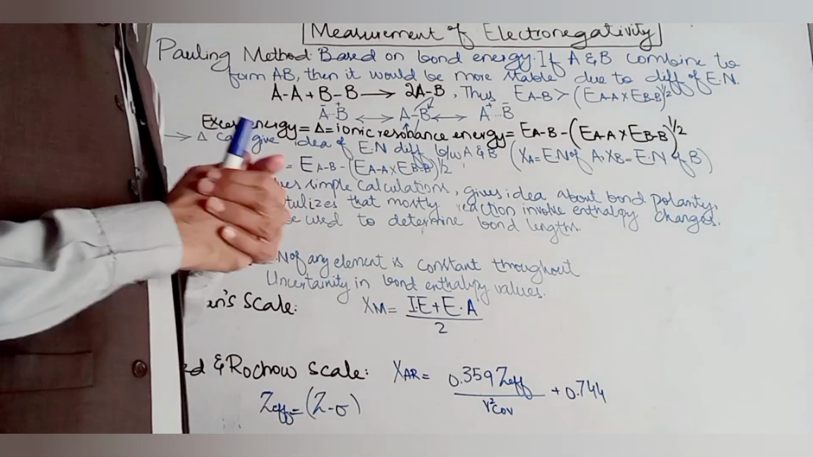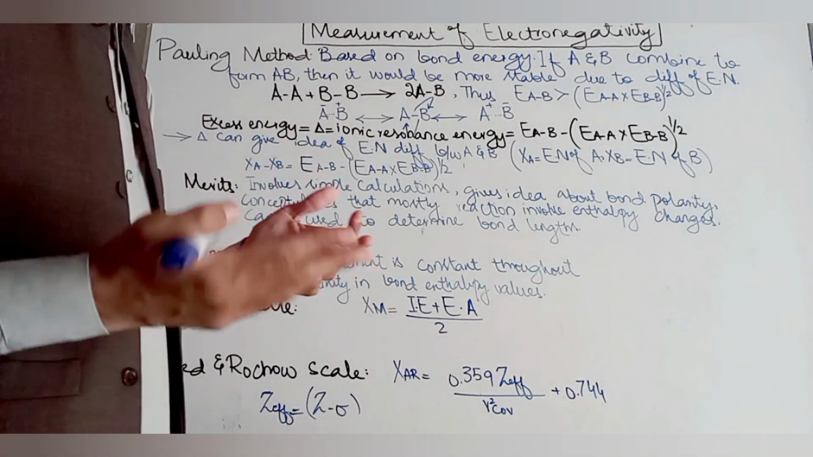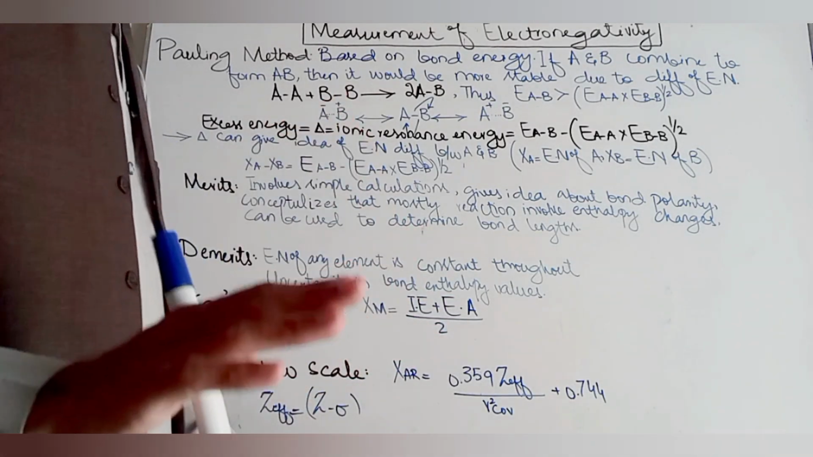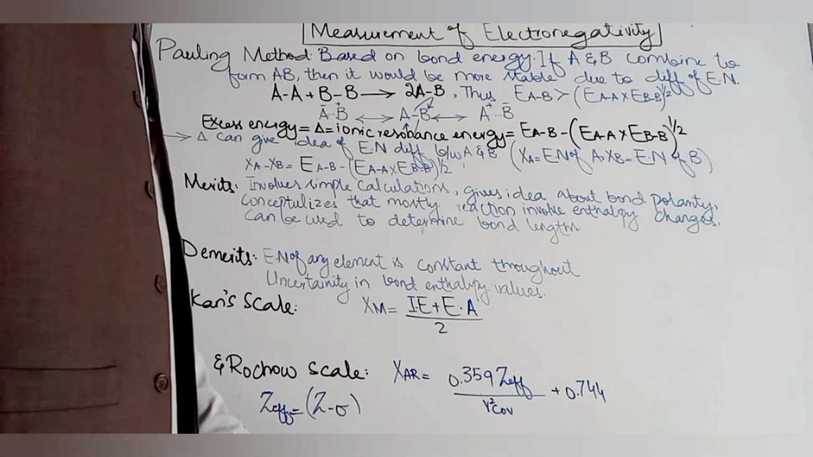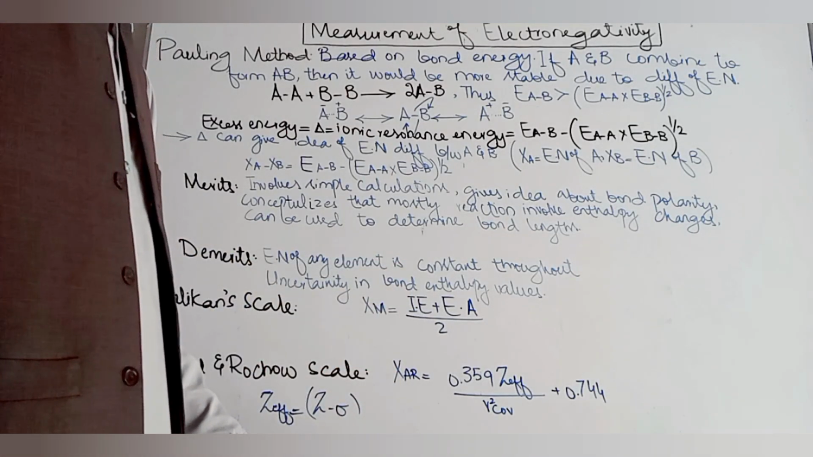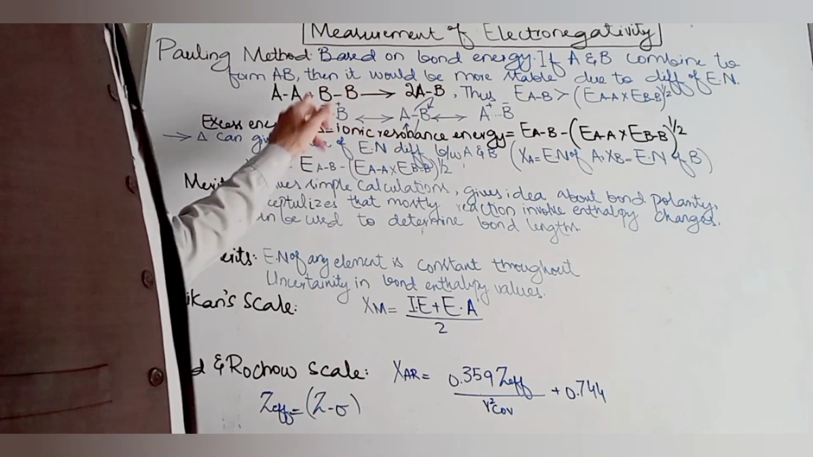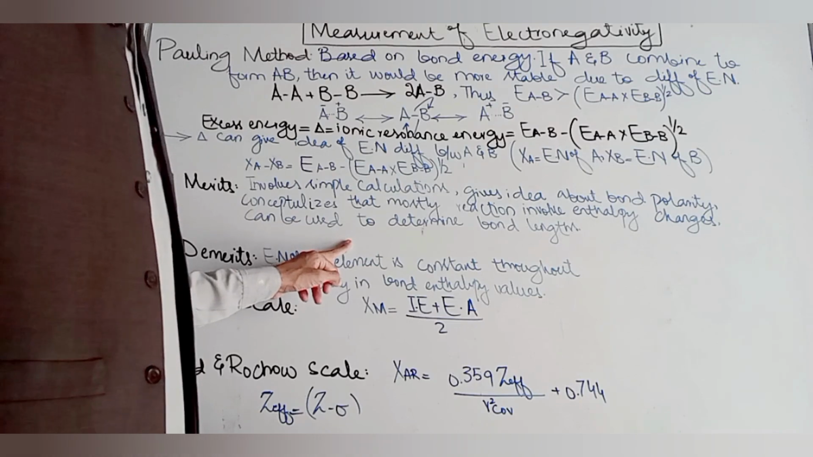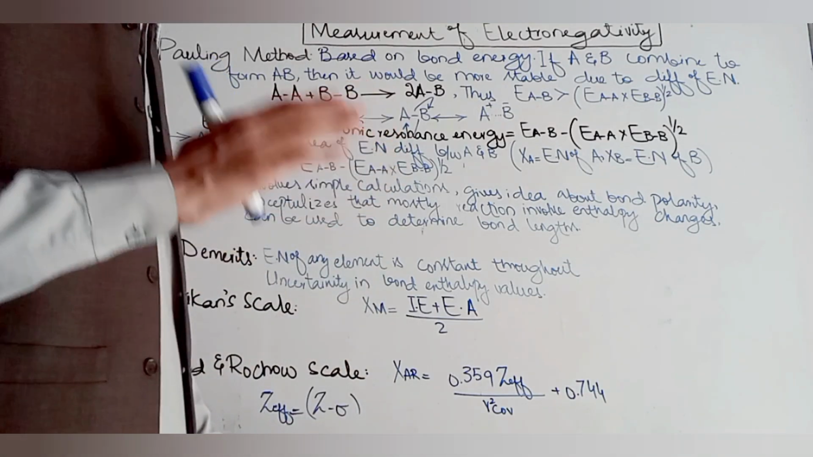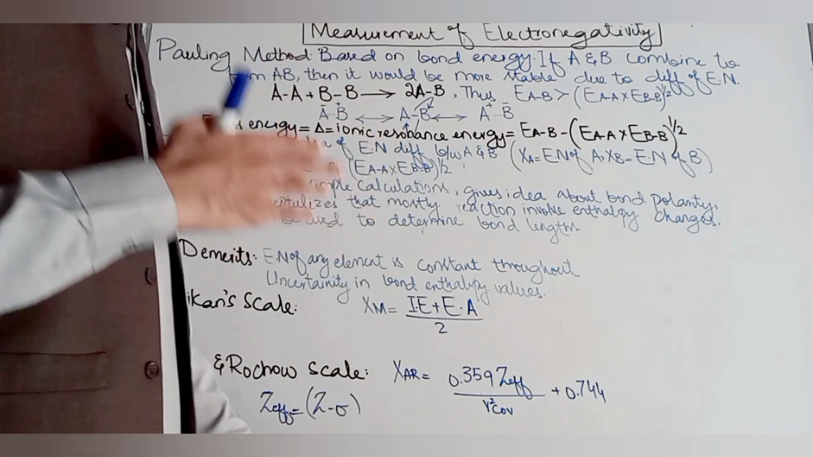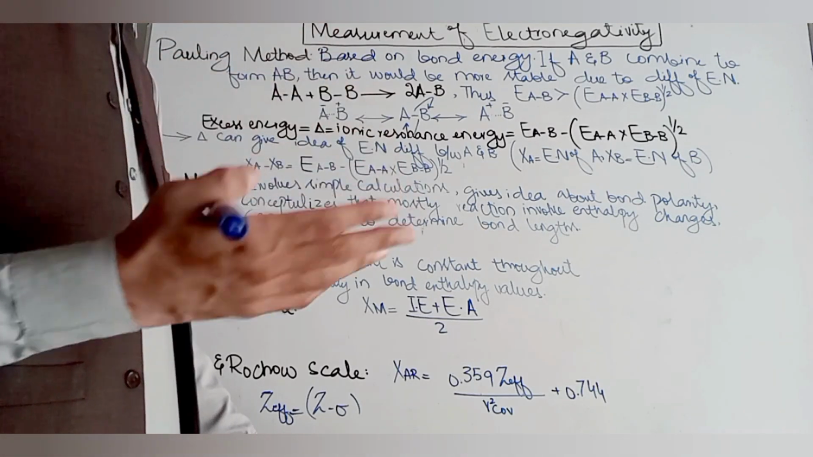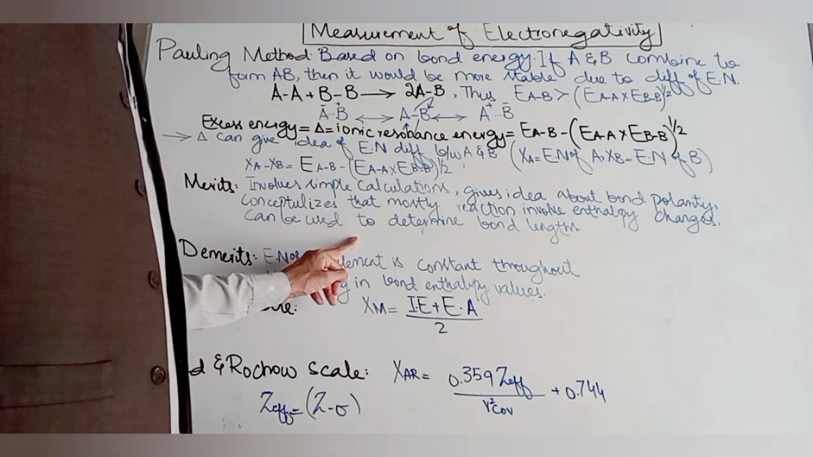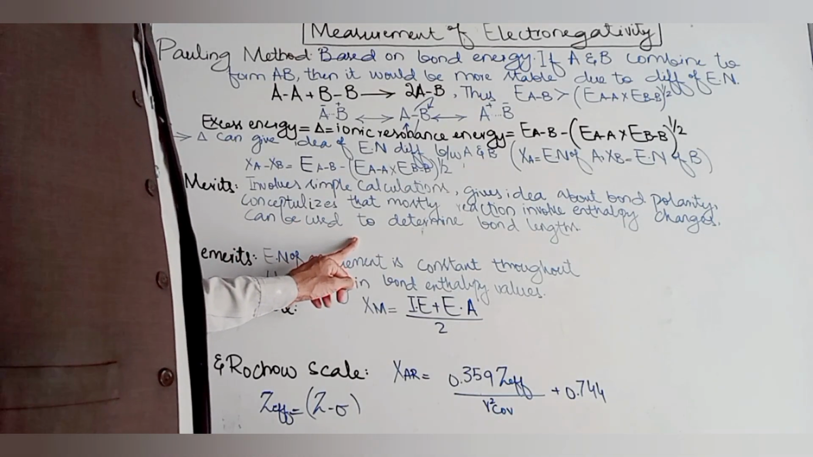So what are the merits and demerits of this method? That's very important. It involves simple calculations. So this method is just quite simple. The second merit is it gives an idea about the bond polarity. So this polarity can be shown here. The third one is it conceptualizes that mostly reactions involve enthalpy changes. He was having the idea that if any reaction is proceeding, there must be some heat change that is associated with the reaction. And this method can be used to determine the bond lengths. So these are all the merits of it.